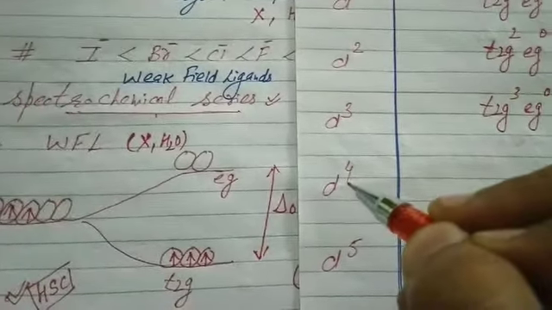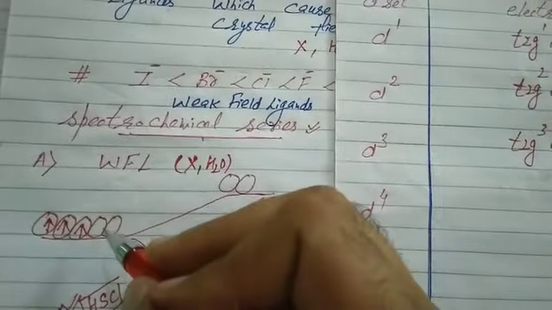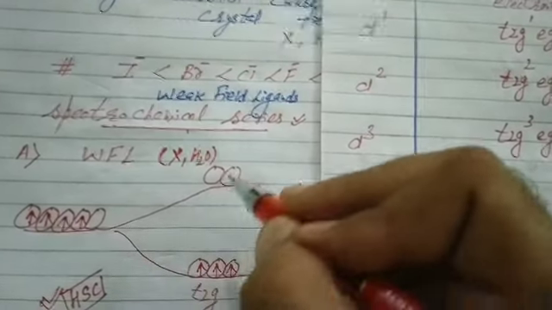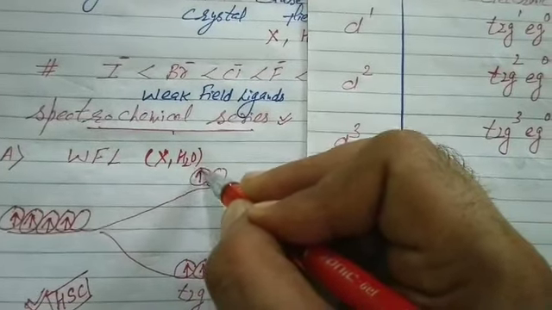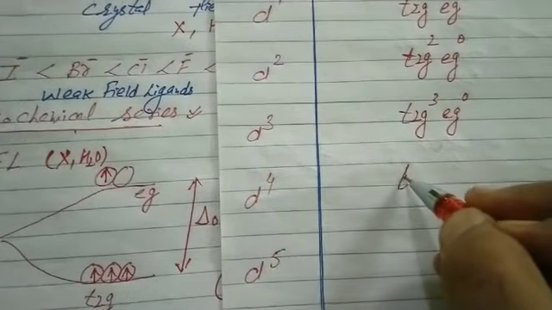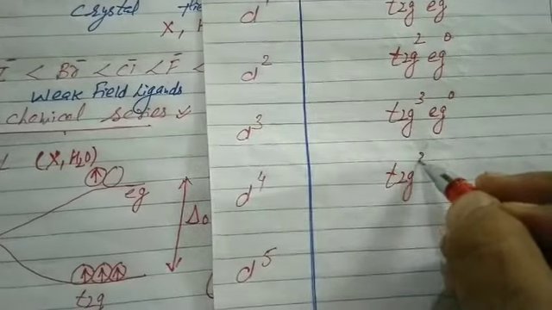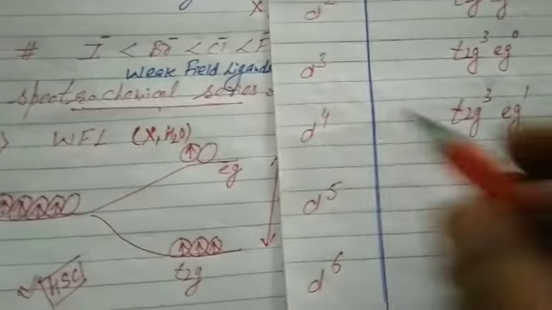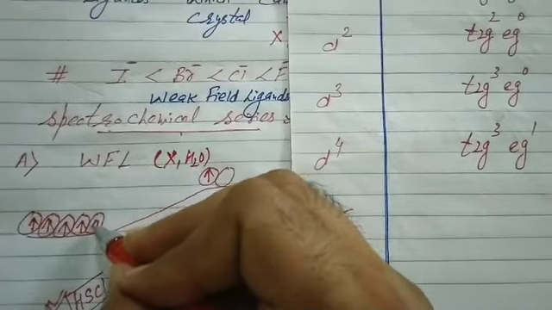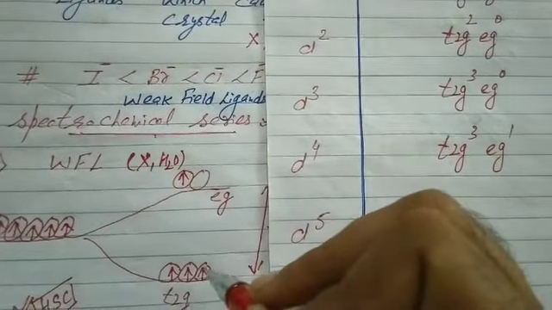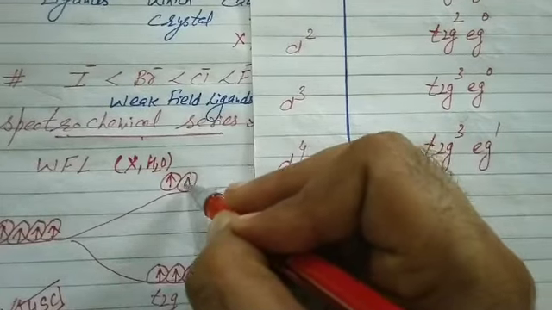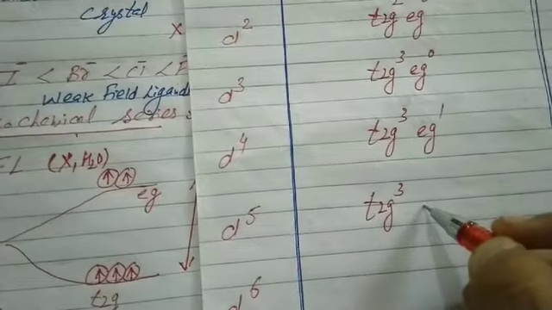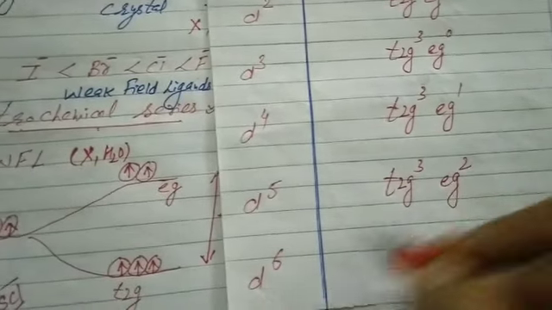Now students, for d4, and it is a weak field ligand. For a weak field ligand, what will happen? They are high spin complexes. The 4th electron goes to the eg level. What is the possible configuration of the complex? t2g with electrons 3 and eg with electron 1. After this, next is d5. Students, that's your d5 pattern. Now what will happen in the complex? 1, 2, 3 in t2g and 4, 5 to eg. That is t2g3, eg2.